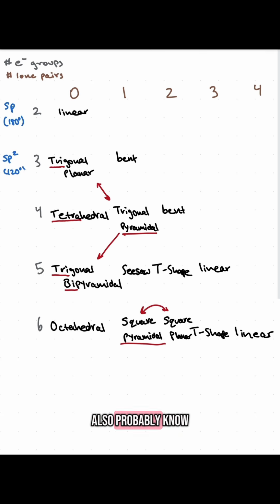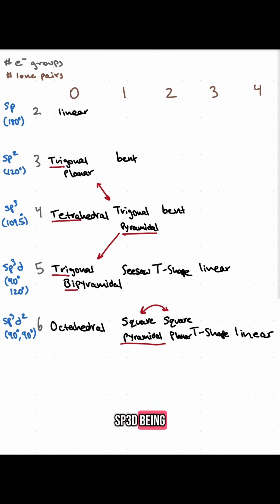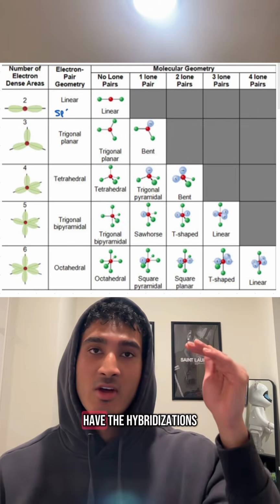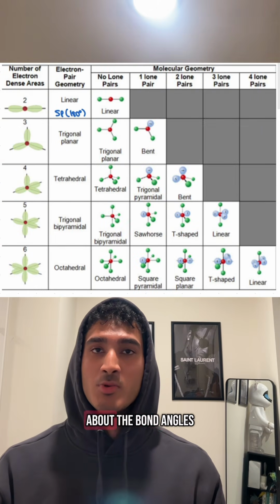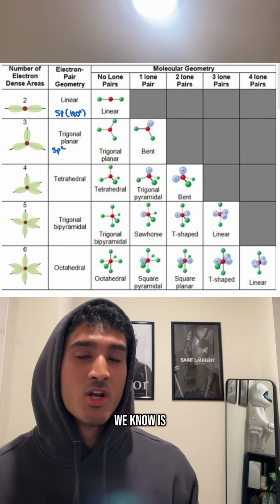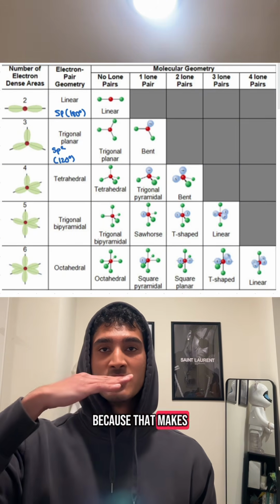Now you should also probably know the hybridizations of each, with SP being the first one, SP2 being the second, SP3 being the third, SP3D being the fourth, and SP3D2 being the fifth. Once again, we have the hybridizations, but you might also be asked about the bond angles, which for linear we know is 180 degrees because that makes a straight shape.